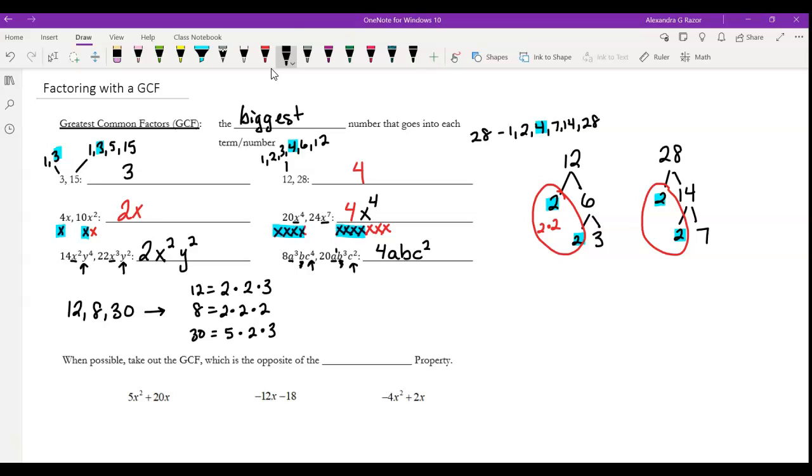So you have to have the same thing in each one. They each have a 2. But is there anything else that they each have? These top two have another 2, but this bottom one doesn't have another 2. The top and bottom one have a 3, but the middle one doesn't have a 3. So really your GCF for this is just 2.